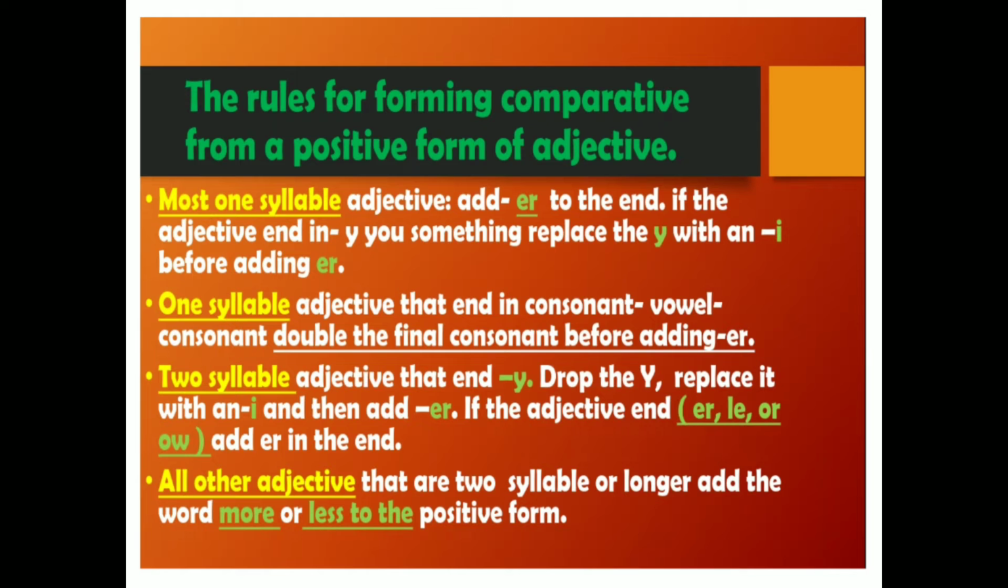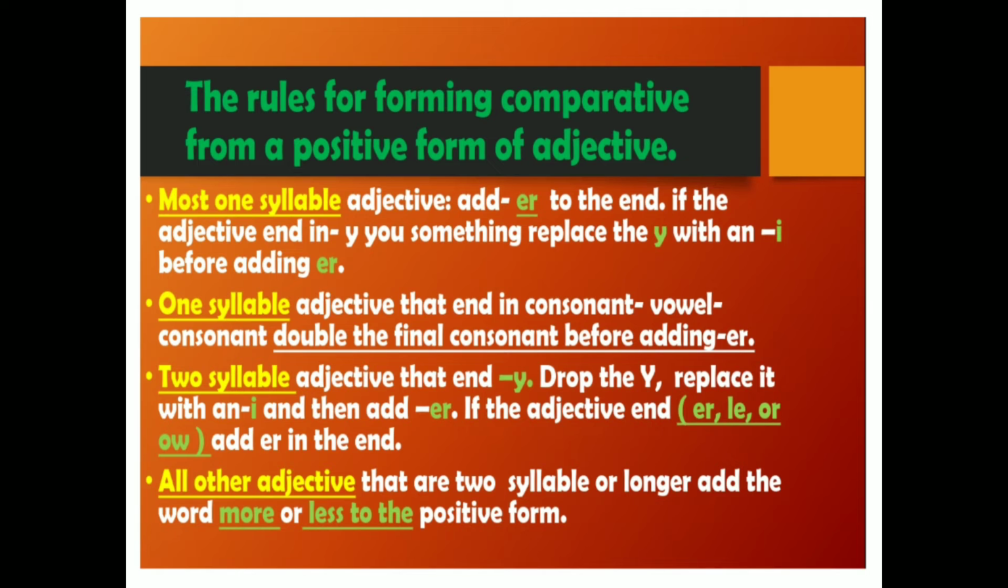Next is two syllable adjectives that end in y: drop the y, replace it with an i, and then add er. If the adjective ends in er, le, or o, add er at the end. So for example rainy. Duha man siya ka syllable. So ang y ma-change ni i, then add er, mahimo na siya rainier.